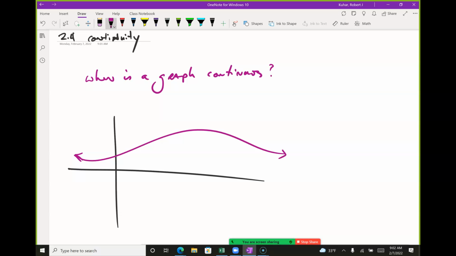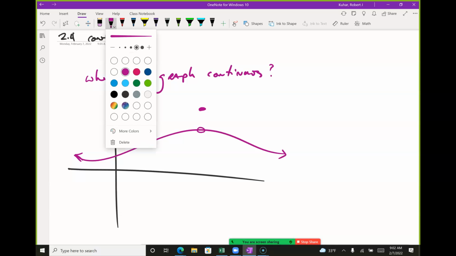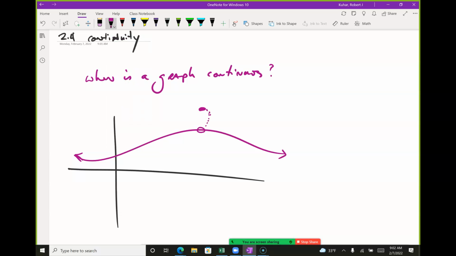No holes. So that means no gaps, right? Gaps are worse than holes, right? So in that case where I took the manhole cover off, I still have a limit, right? But it's not continuous. You with me? So we want to make sure that everything gets filled in. We want to take that manhole cover and put it back on, right?